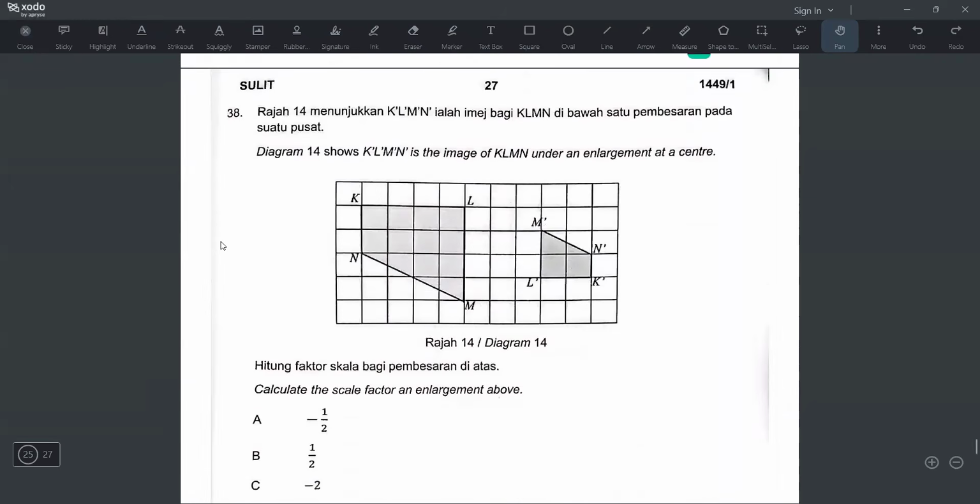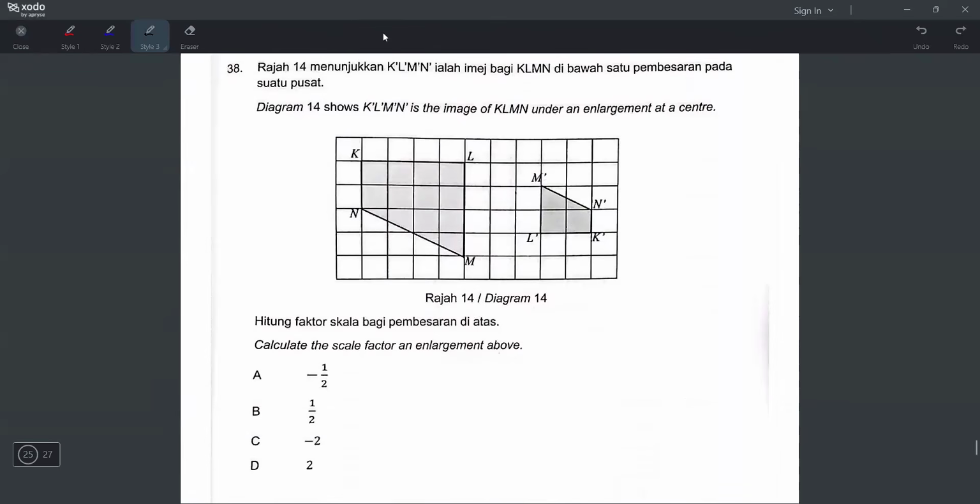Right, let's move on. Okay, 38. This looks like a transformation question from Form 5, chapter 5, the gabungan transformasi. Diagram 14 shows K prime, L prime, M prime, N prime is the image of KLMN under enlargement at the center. When doing this question, I always tell my students, you must label siapa image, siapa object. Because if you tak label, you will do wrong. So K prime, L prime, M prime, N prime is this one. So this is the image. And then KLMN is the object.